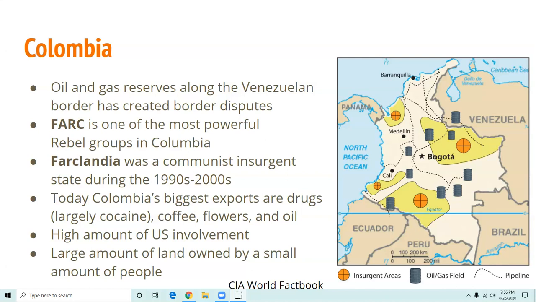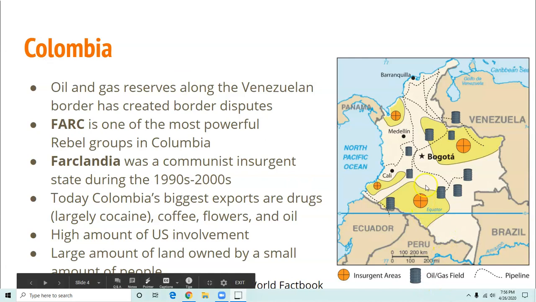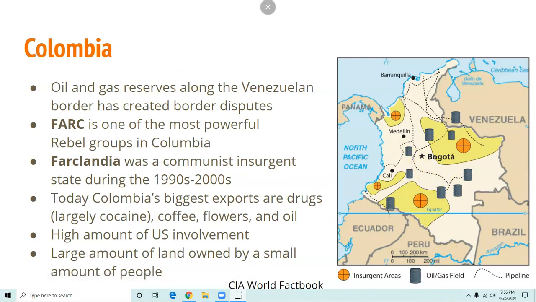So FARC did actually start an area called FARClandia, which would have been this central area right south of Bogota here, that then would have been an insurgent state. So as we mentioned earlier, insurgent states are going to be when a rebel group takes over an area of a country and then attempts to make their own country within that.